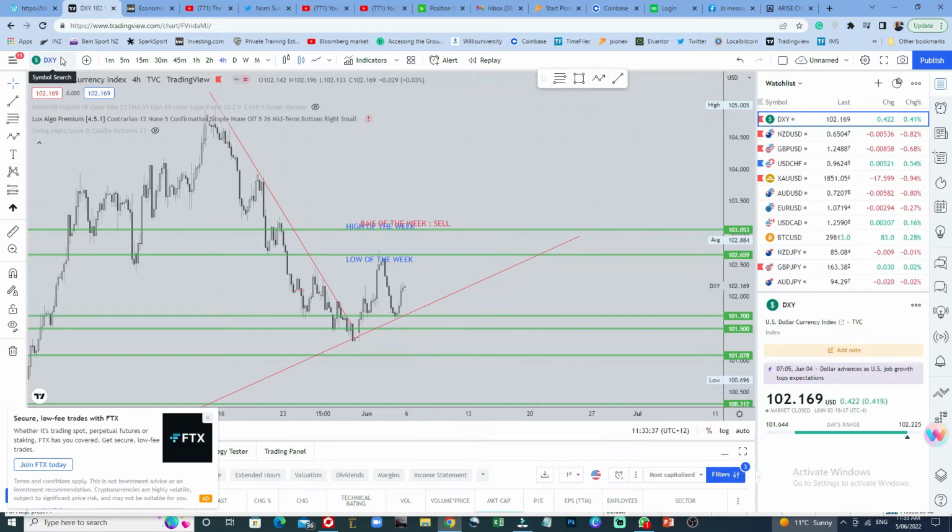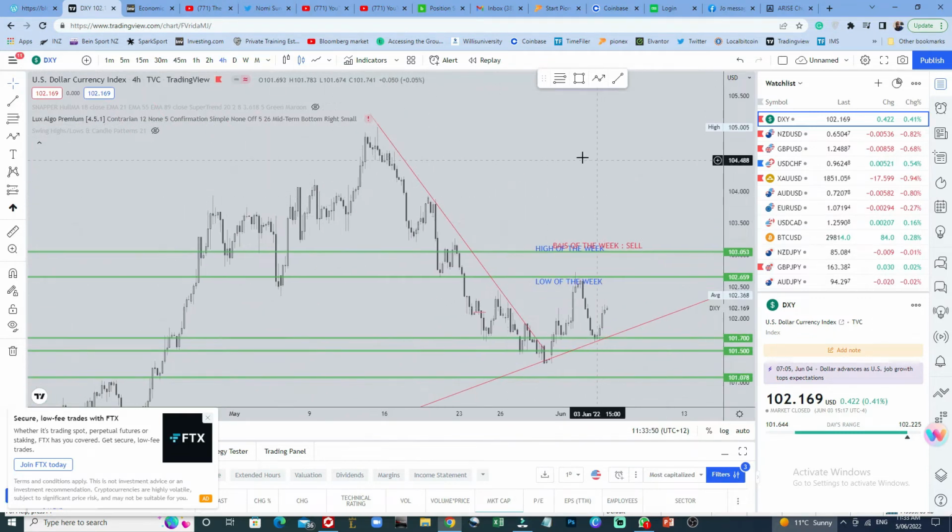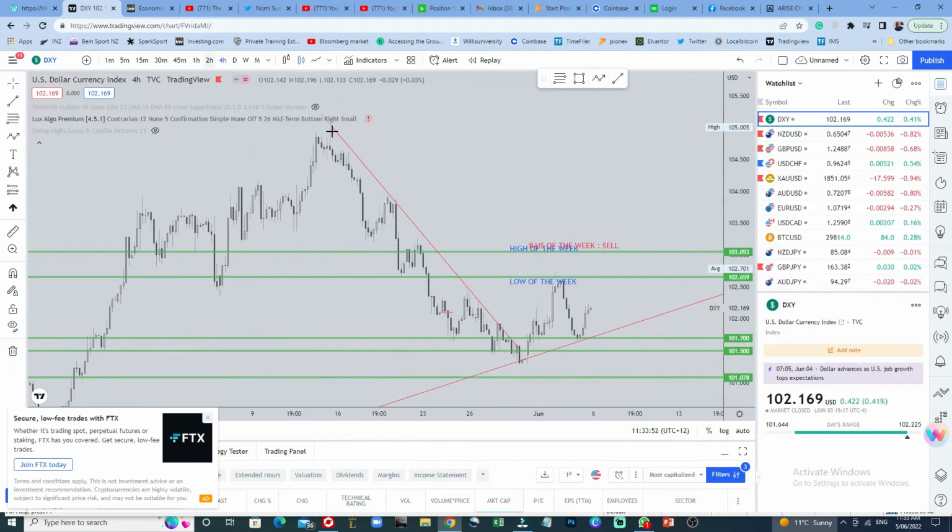The DXY is an index of the US dollar against all the major currencies. If you look at it from the 4 hours time frame, you can see that the US dollar has been weakened against all the major currencies, and recently it has tried to push and start to gain more strength.